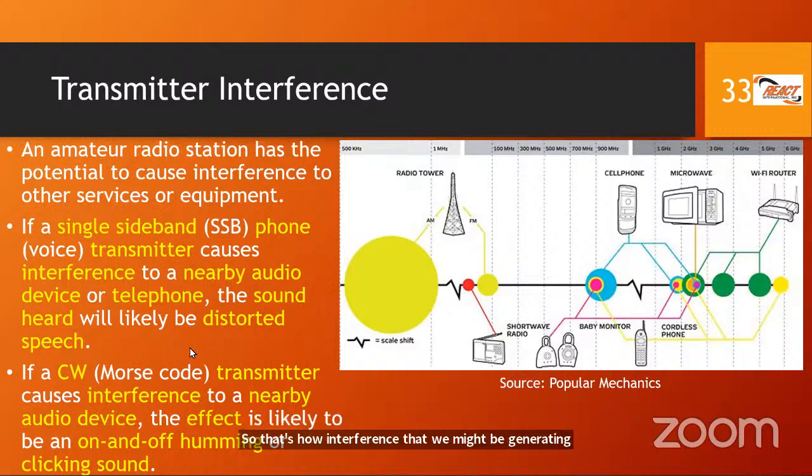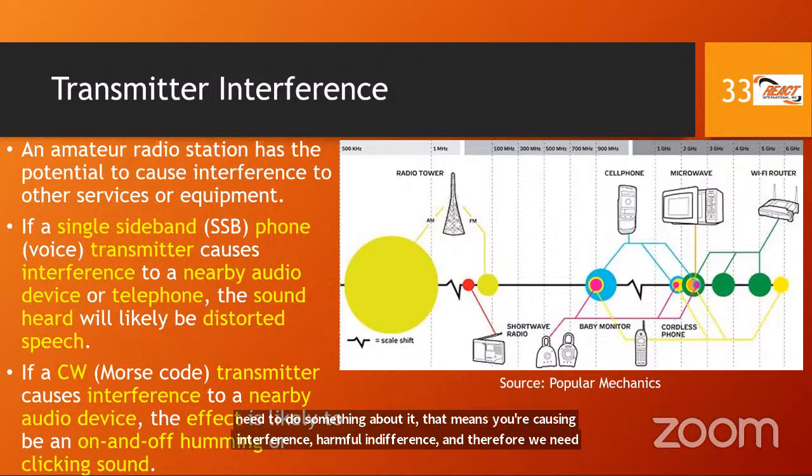So a neighbor, maybe a person within our household, or maybe we're living in apartments and someone is very close by, they're telling you, in my stereo system, I'm hearing clickety click, or I'm hearing hum on off, hum, hum, hum. And you are transmitting. That means you're causing interference, harmful interference, and therefore we need to do something about it, either stop transmitting or find ways to mitigate, filtering and that sort of thing. So we can have transmitter interference.